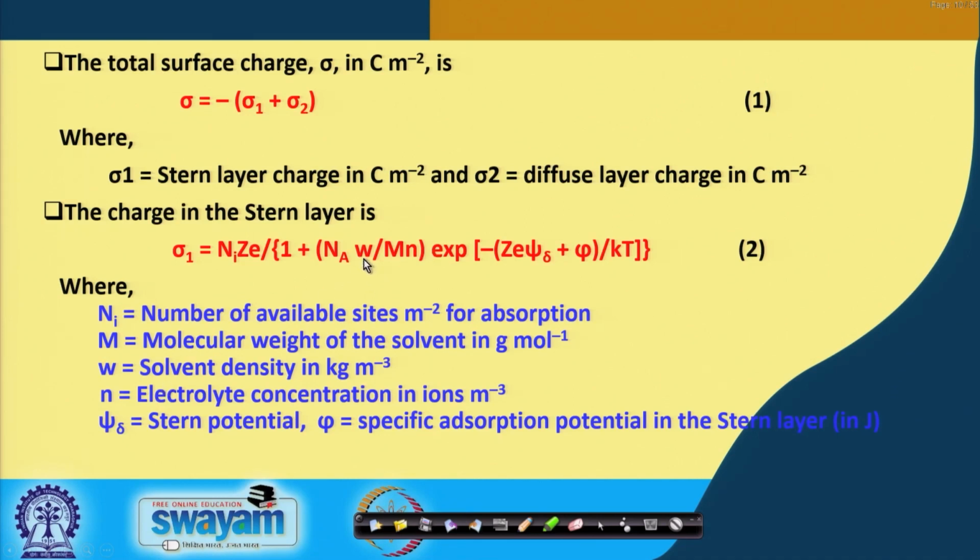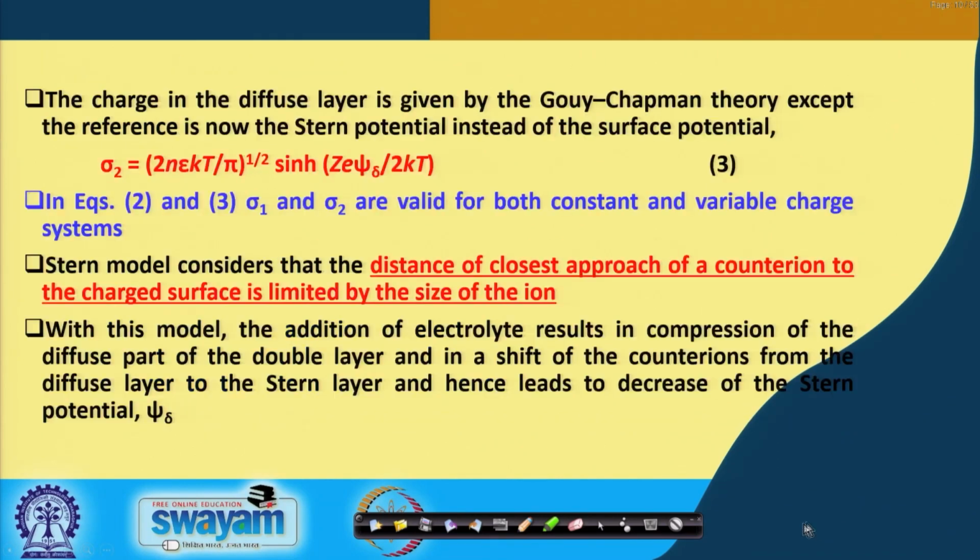W is basically solvent density. This N is basically the electrolyte concentration in ions, this psi delta is basically the Stern potential, and this psi is the specific adsorption potential in the Stern layer in joule. So, the charge in the diffuse layer is given by the Gouy-Chapman theory, except the reference is now the Stern potential instead of the surface potential.